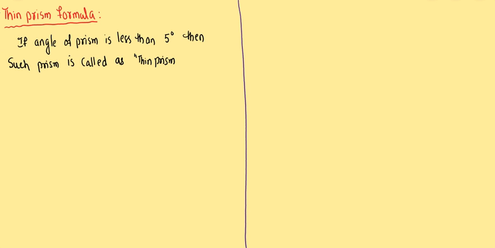Thin prism formula I am going to derive. Previously, we derived the refractive index of prism formula. It is very important, right? If the angle of prism is less than 5 degrees, then the prism is called a thin prism. Now let us see here. If the angle of prism is very small, at that moment, the refractive index of prism formula we know.